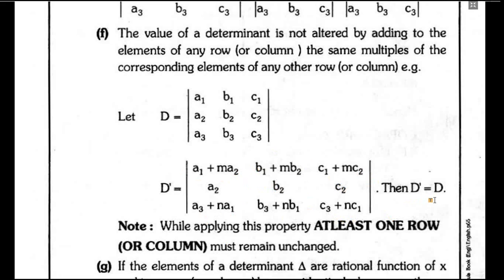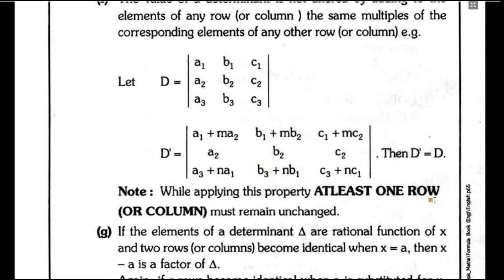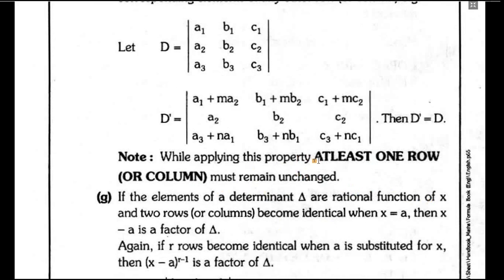Determinant will remain the same, but an important point while applying this property: you have to ensure that at least one row or column must remain unchanged. Like here we have left this a2 b2 c2 unchanged.